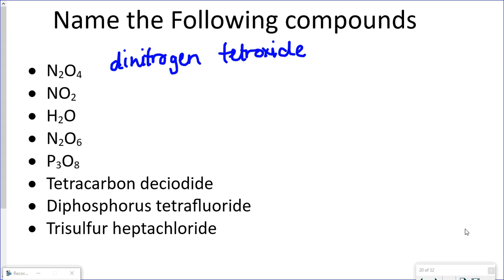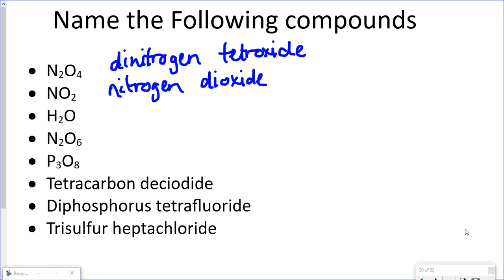Look at the second one, NO2. N is nitrogen, and there is only one of them. So remember, if our first element only has one atom, we do not give it a prefix. We will just list it as nitrogen. But then O2, O is oxide, and then the 2, the prefix is di, so this will be dioxide. So that is nitrogen dioxide.